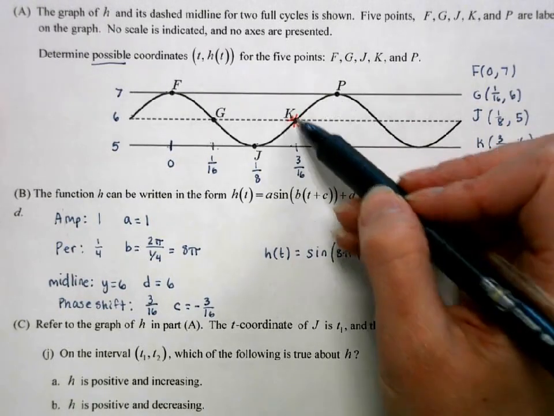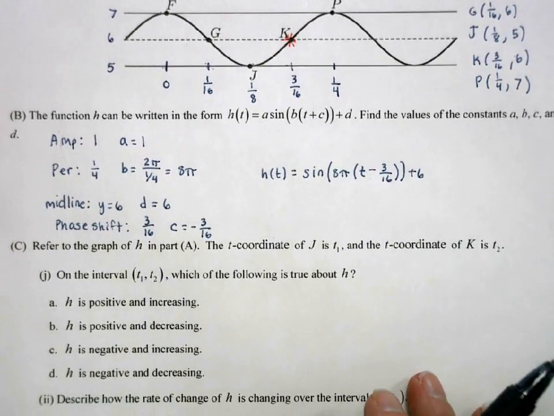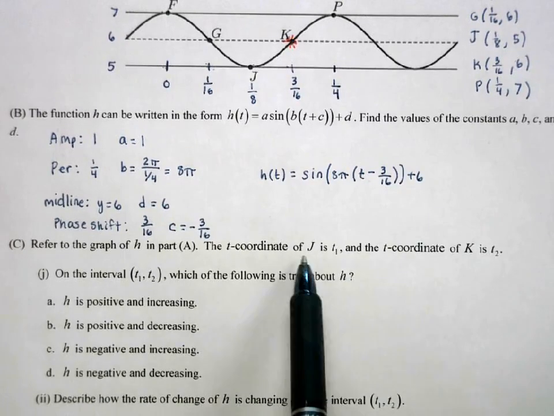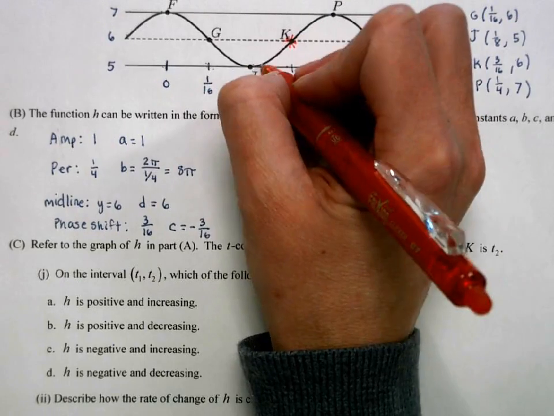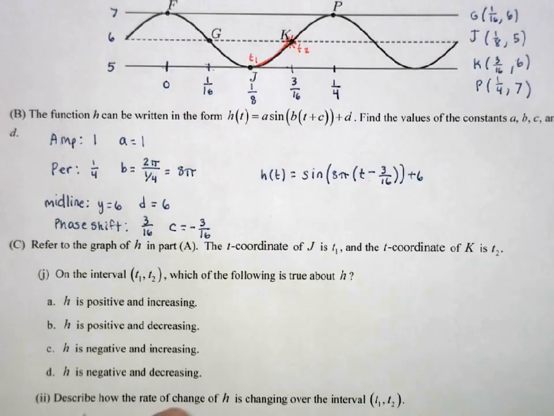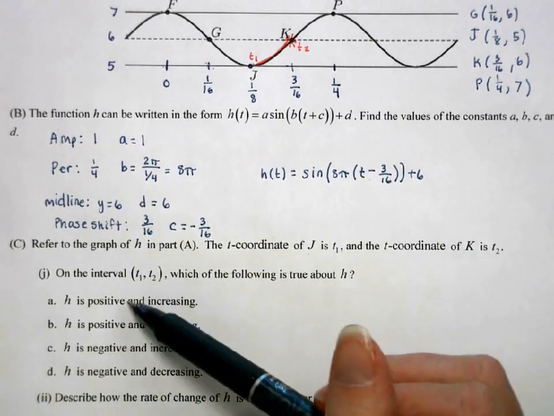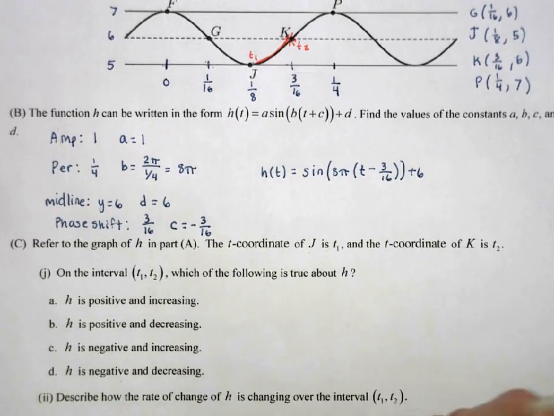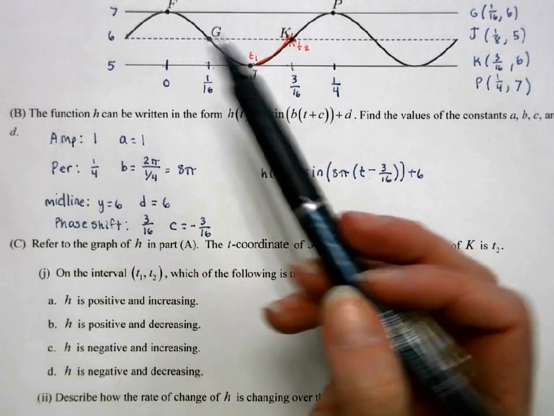The last part of this question, again, is always the same. Save which interval we're looking at. So here we're looking at the t coordinate of J is t1 and K is t2. Okay, and we're going to be asked the same things for this every time. On this, is h positive, negative, is it increasing or decreasing? Okay, these values are positive, which means we're positive, and this graph is obviously increasing on the selected interval.